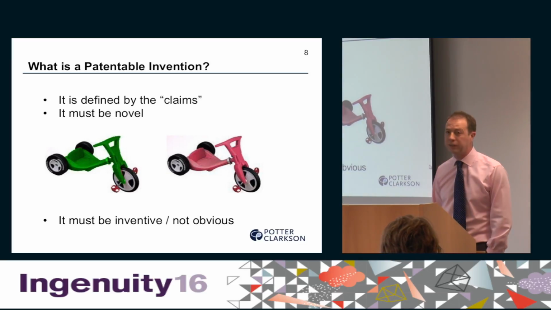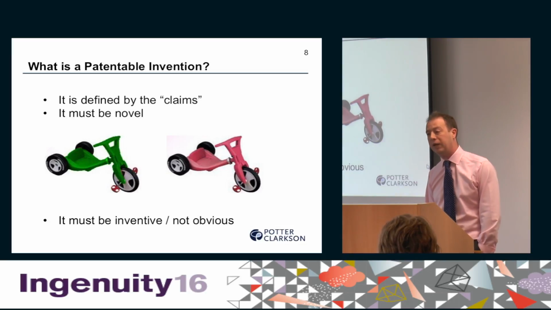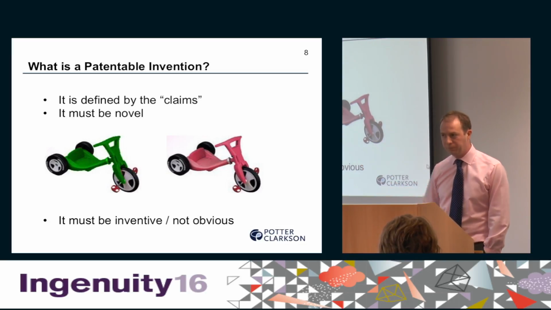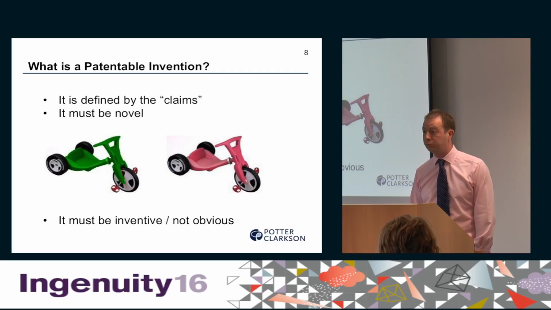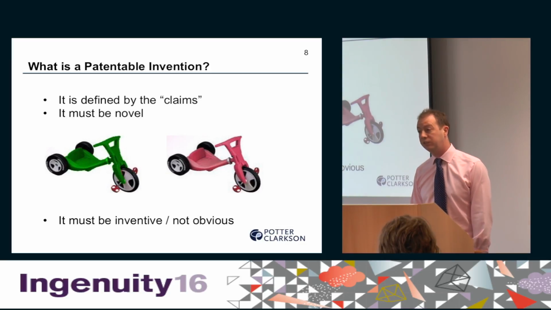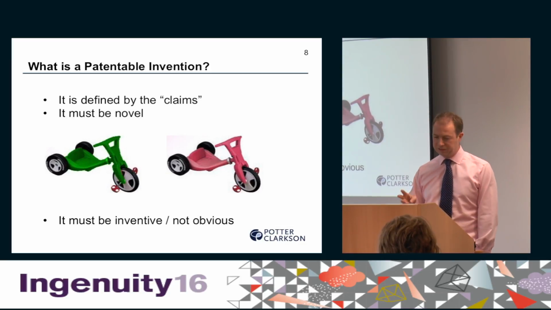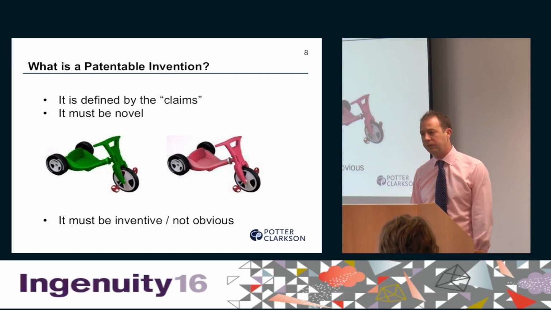So it could be that your pink trike has some improved bearings, perhaps, between the wheels and the axle. That could be another difference, and I'll explore that a bit further shortly. It could also be that the rubber you use for your tyres is different. So let's say we've got 3 points of novelty in our pink trike over our green trike.